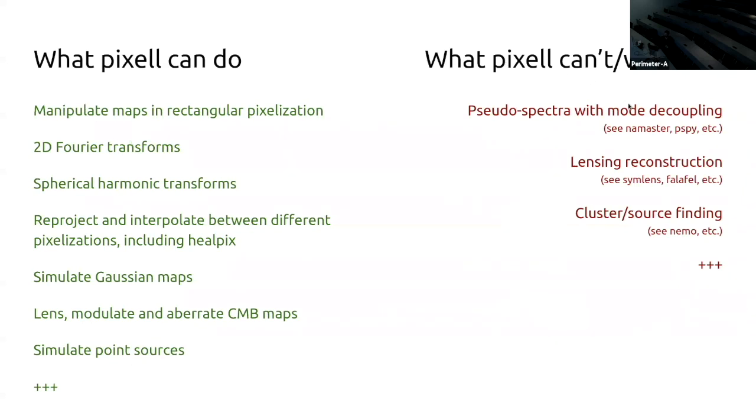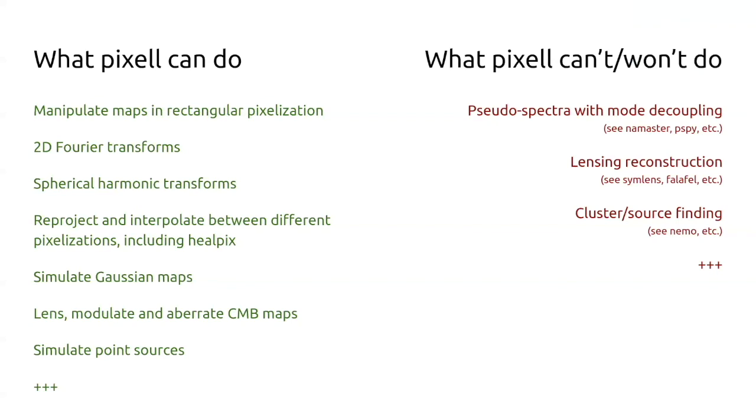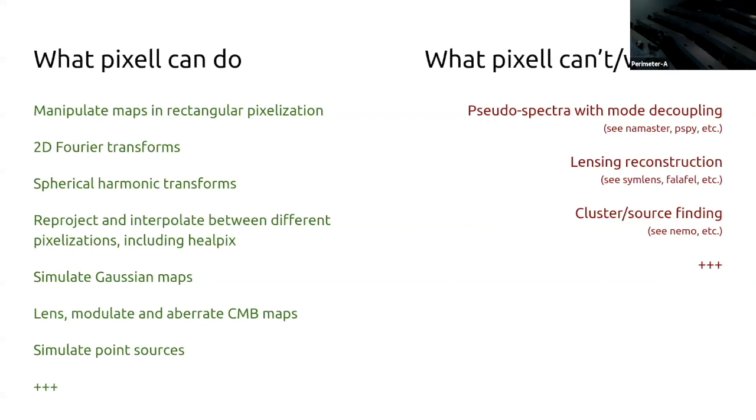But what it cannot do, so it's not a code that's meant for a proper full power spectrum pipeline, with codes like MapMaster and PS5, pandas and other codes that are specialized for that, but that's not something that Pixell can do. Pixell cannot do lensing reconstruction, for example. There's codes like SimLens, Falafel, Lensit, and several other public codes that can do that. And also, to properly find and characterize clusters and sources, you want to use codes like NEMO. That's not something that's in scope of Pixell.